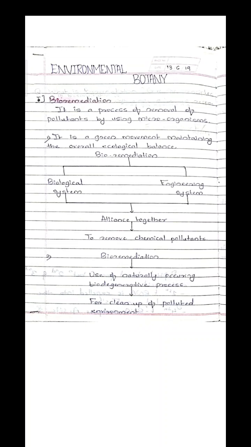Then these bioremediations are naturally occurring biodegradable processes, and they clean up the environment. Also, it is natural attenuation for reducing the mass, toxicity, mobility, and concentration of the pollutants. In bioremediation, different bacteria, fungi, and algae or higher plants are used to remove the pollutants. Then, in the second point, there are the bioremediation factors.